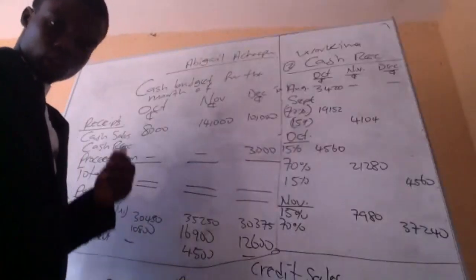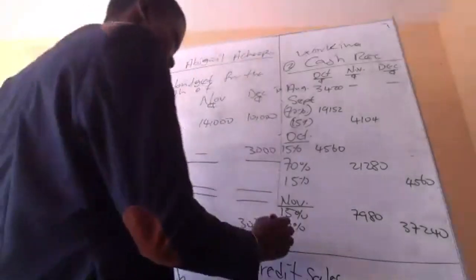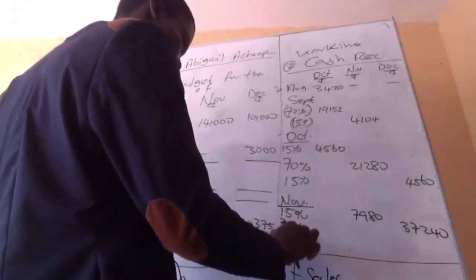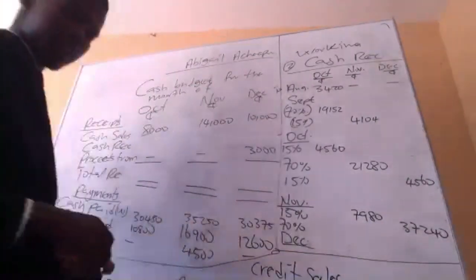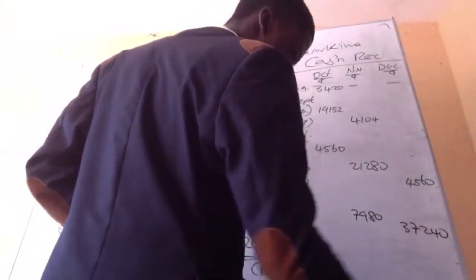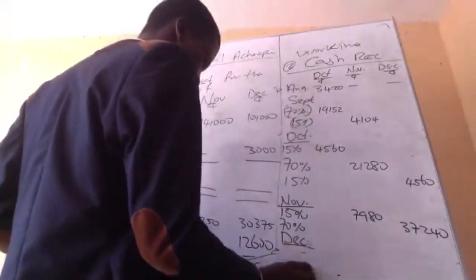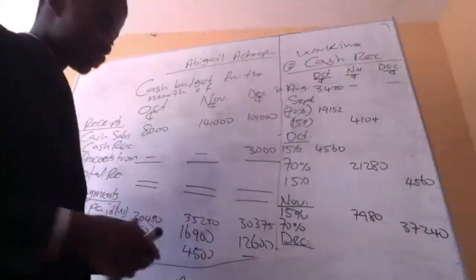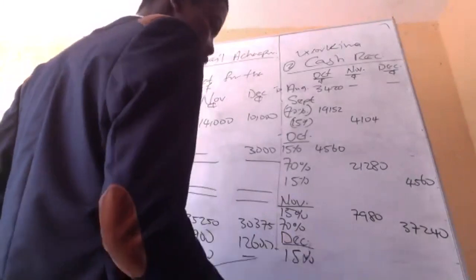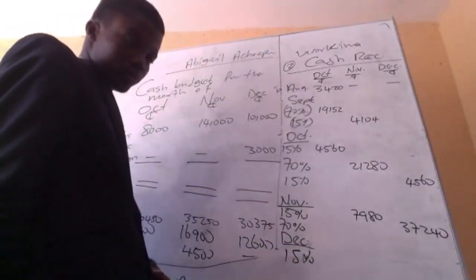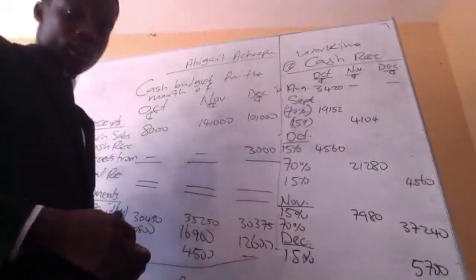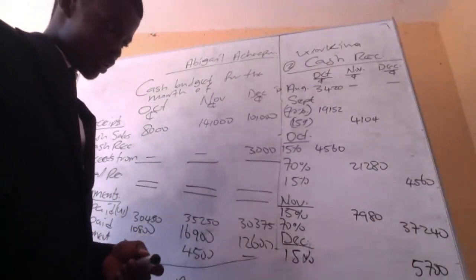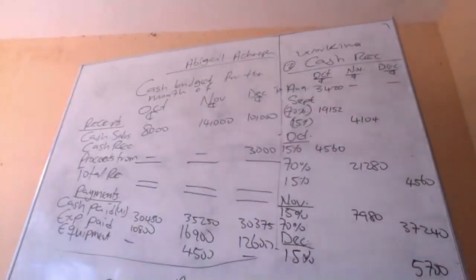So that is okay. Now the last one will be December, right? So for December, how do you get December? December will be 15%. Okay, good. December sales are 38,000. So 15% of 38,000 is 5,700. Good. So 5,700, that's the 15%.